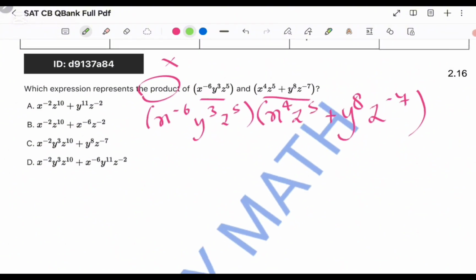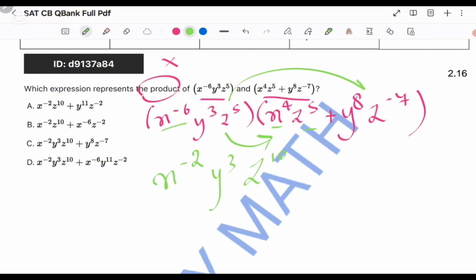All right, so let's go ahead. We have the x power negative 6, y power 3, z power 5, and here we have x power 4, z power 5. So let's go ahead and do this. So the x power negative 6 and the x power 4, I'm going to add the powers, so it's going to be 4 minus 6, and that's going to leave me with a 2. So you have an x power negative 2, because negative here is more. And then we're going to have the y power 3 as it is, and then we're going to have the z power 5, z power 5. If they're multiplied, I'm going to add the 5 and a 5, so I'm going to get a z power 10 in here. This is the first one.